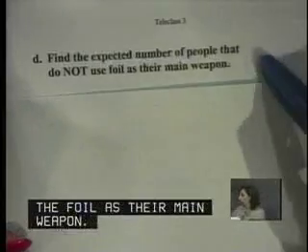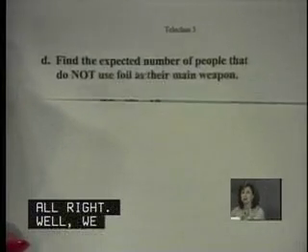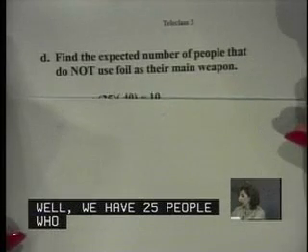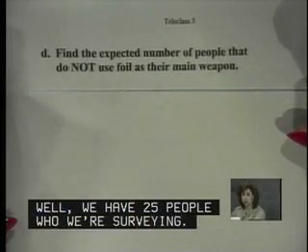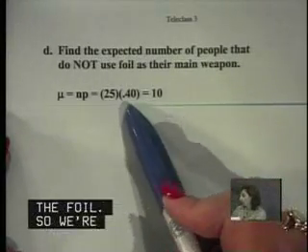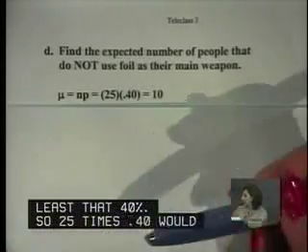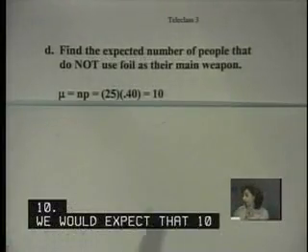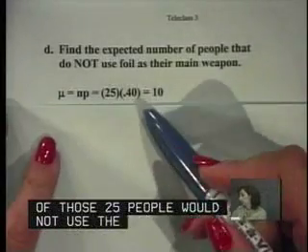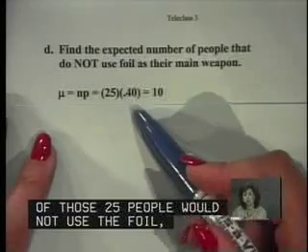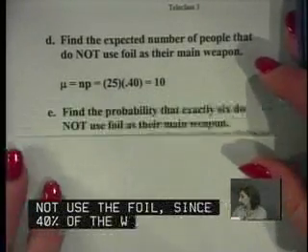All right, well, we have 25 people who we're surveying. And of the 25, 40% do not use the foil. So we're expecting at least that 40%. So 25 times 0.40 would be 10. We would expect that 10 of those 25 people would not use the foil, since 40% of the whole club doesn't use foil as the main weapon.